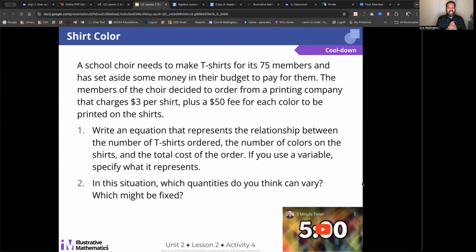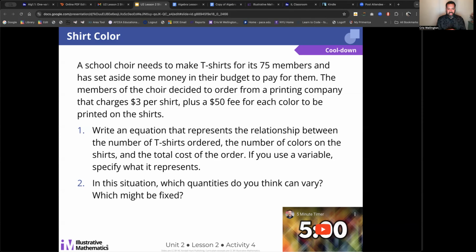A school choir needs to make t-shirts for its 75 members and set aside some money in their budget to pay for them. The members of the choir decided to order from a printing company that charges $3 per shirt, plus a $50 fee for each color to be printed on the t-shirts. Write an equation that represents the relationship between the number of t-shirts ordered, the number of colors in the t-shirts, and the total cost of the order. If you use a variable, specify what it represents.